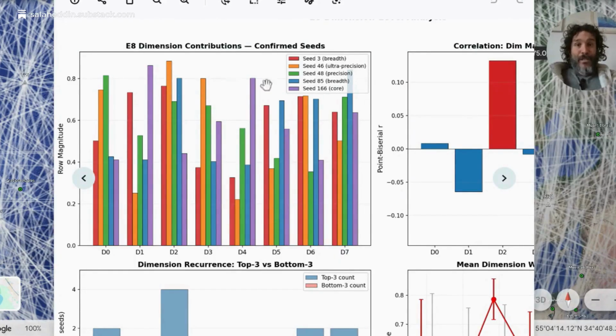Okay, so now we're looking at another layer. I call it the inverted fingerprint. And so the goal is to validate the fingerprint using seed 166 as a natural negative control, then present the statistical evidence.